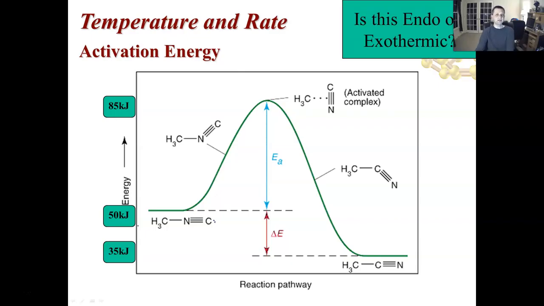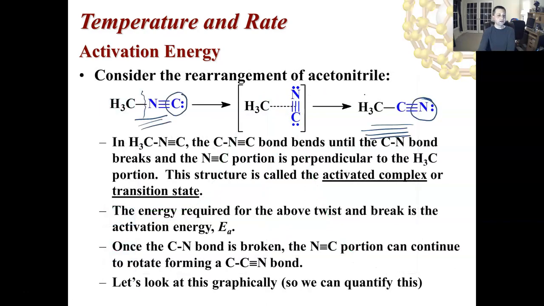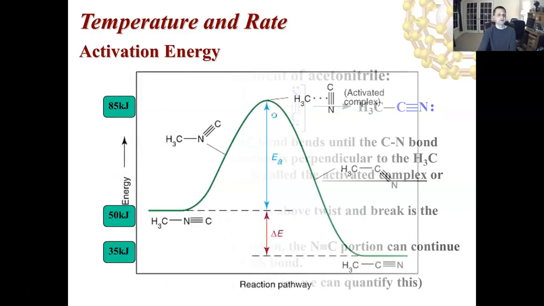That's the chemical energy it possesses. The question here is asking you, is this an endo or exothermic reaction? So we're starting at 50 kilojoules. We have to put some energy in to get up here. So here's our activated complex, which we had on the previous slide, or transition state. You're not going to see a nitrogen-carbon triple bonded substance perpendicular to a methyl group. That's definitely not going to happen. But that is the transition state here. It's a very short process. It doesn't last very long.